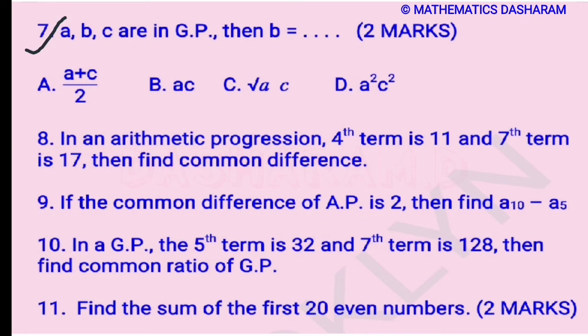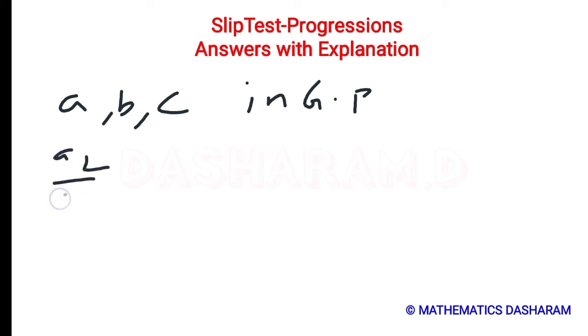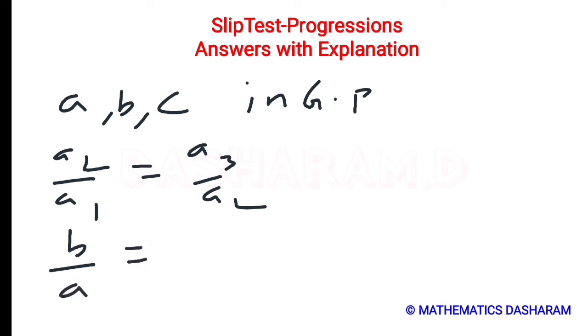Next, seventh question, A, B, C are in GP, geometric progression, then what is the B value? So it is a 2 mark question. See here, A, B, C are in geometric progression. So that means they have a common ratio. So first ratio is what? A2 by A1. Second ratio is what? A3 by A2. So A2 means B, and these ratios are equal. A1 means A, it equals A3 means C, A2 means B.